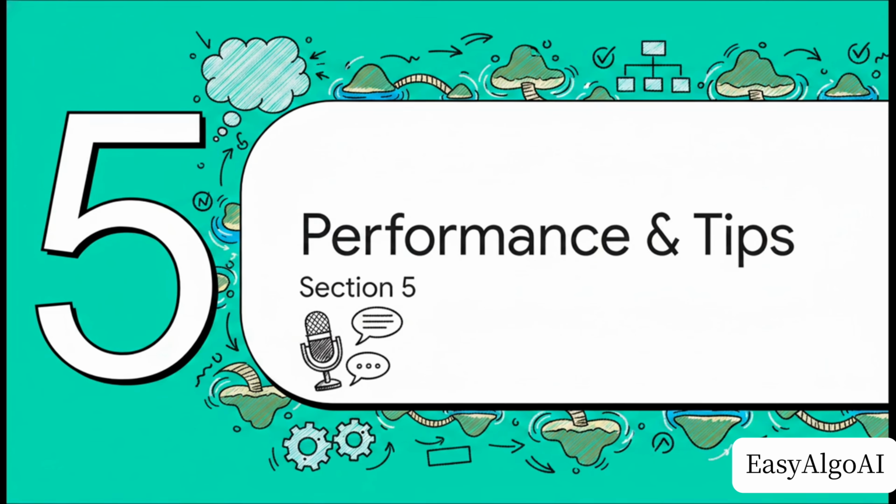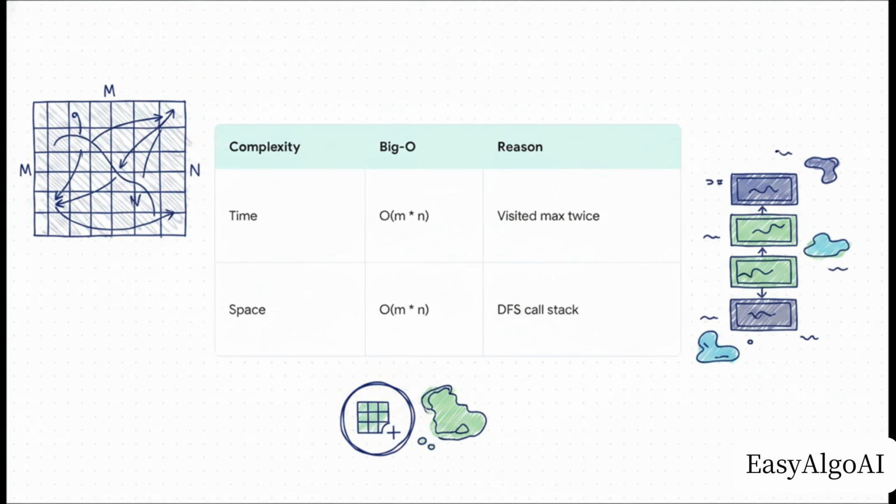All right, final section, section 5, performance and interview tips. Because nailing the code is only half the battle. You know for a fact they're going to ask for your big O complexity. For this approach, time complexity is big O of m times n, where m and n are your rows and columns. Why? Because you visit each cell at most twice, once during the scanning phase and maybe once during a DFS traversal. It perfectly scales linearly with the grid size.